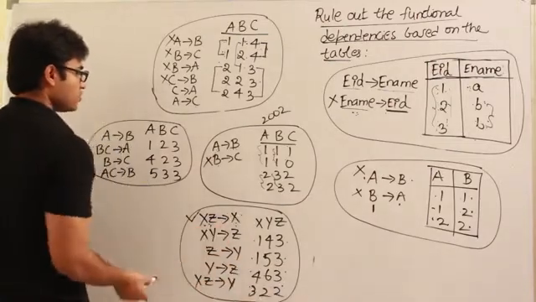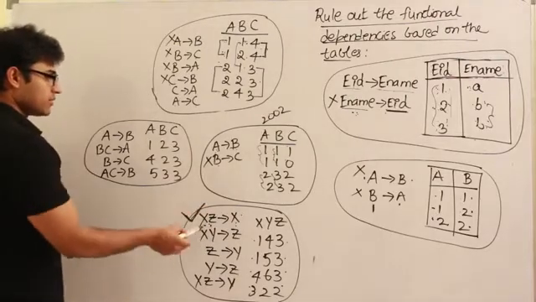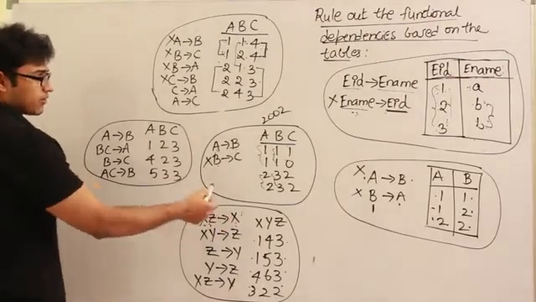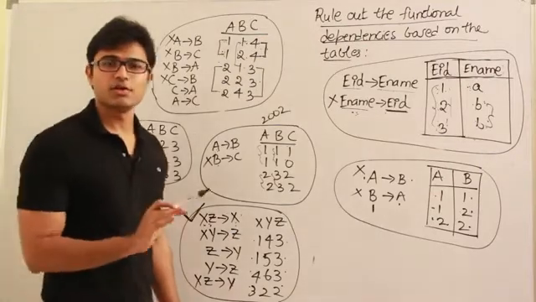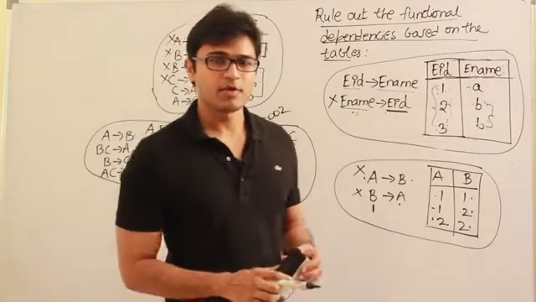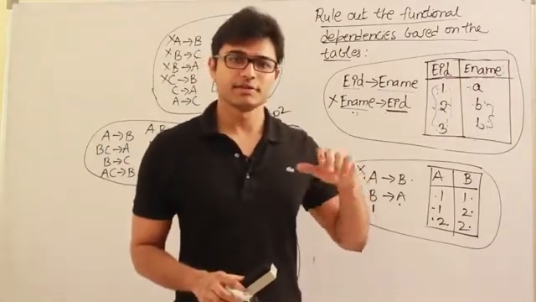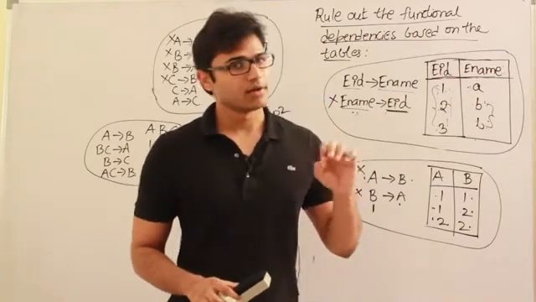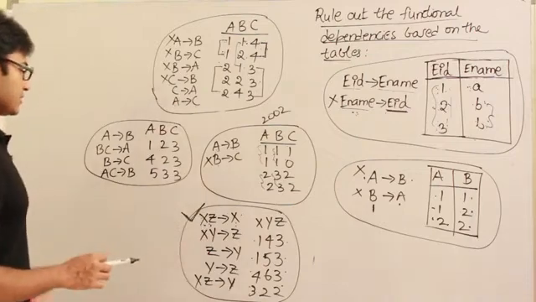3, 2, value of x is 2. So trivial dependencies always hold. What is a trivial dependency? Left hand side is a superset of right hand side. That is a trivial dependency. So trivial dependency always holds. You need not worry about it. It doesn't depend on the table or whatever is the requirement analysis phase. Trivial dependencies definitely hold.